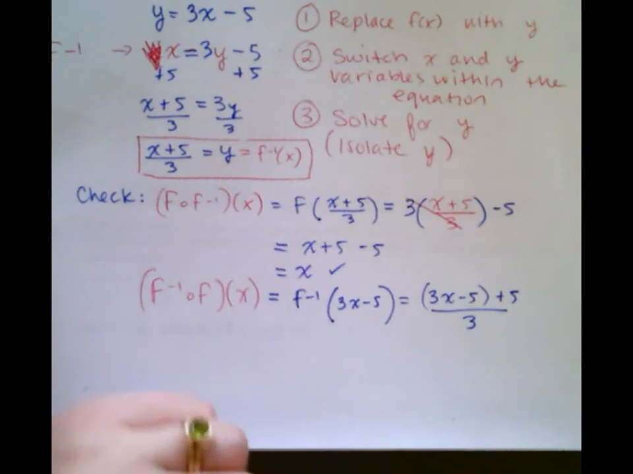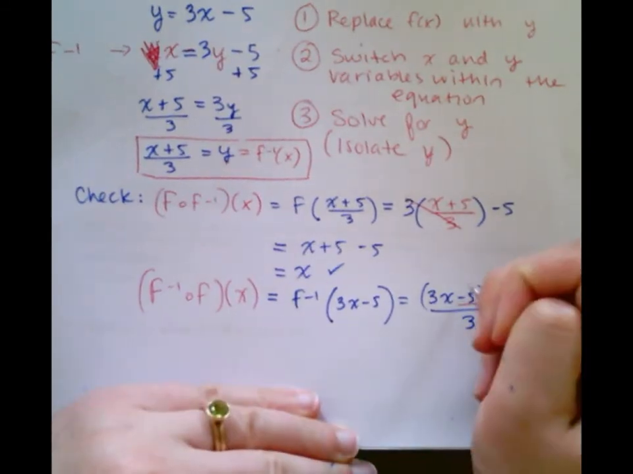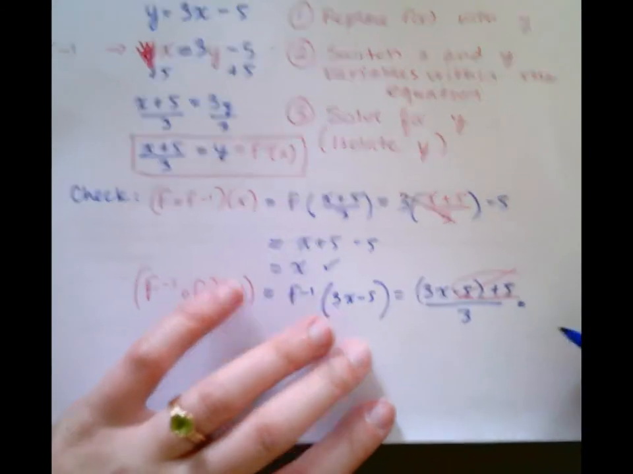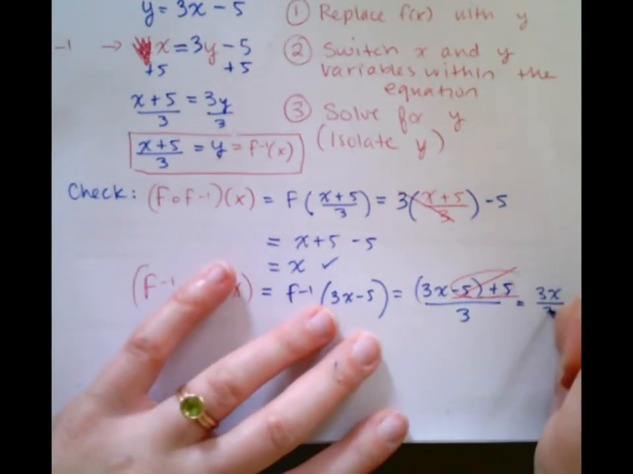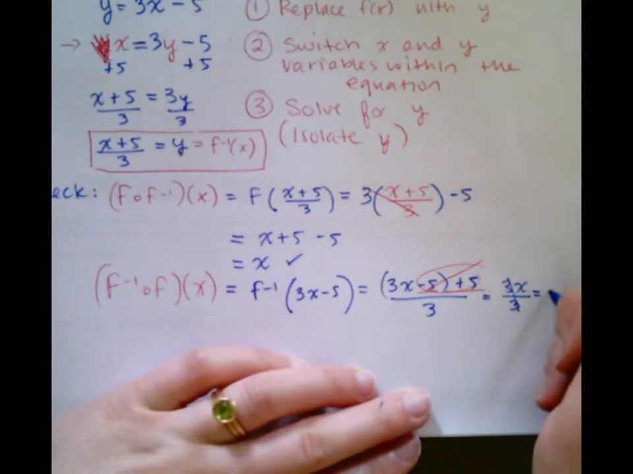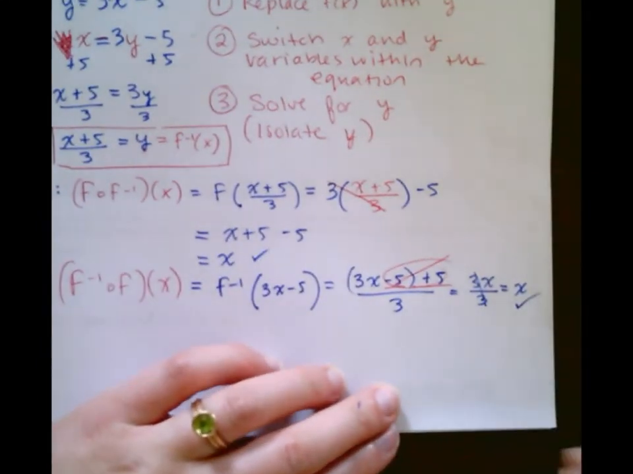Okay, so what happens here? Minus 5 plus 5 will cancel. And I get 3x over 3. Then the 3's cancel. So I get x, and this checks out.